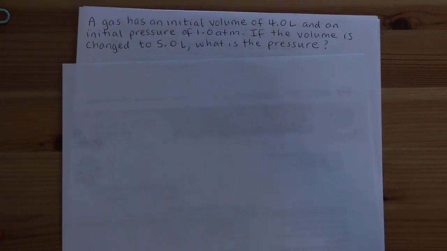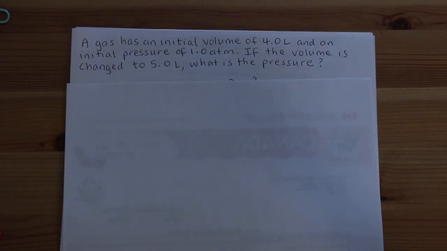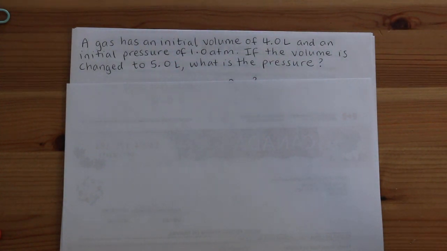So we're going to quickly take a look through a calculation so that we're starting to be comfortable with how to do these sorts of calculations. Let's first take a look at this. It says a gas has an initial volume of 4.0 liters and an initial pressure of 1.0 atmosphere. If the volume is changed to 5.0 liters, what is the pressure?